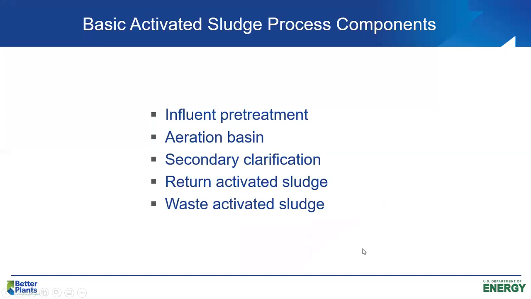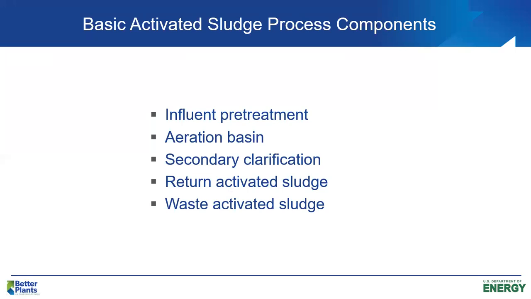All right, let's talk a little bit about, again, the components of activated sludge. Influent pretreatment, again, that's the preliminary treatment part of the process where we're removing large objects like rags and sticks and bricks and other things, and removing the grit from the wastewater, and that protects the activated sludge process. Then we go into the aeration basin or biological reactor, and that's where biological metabolism is taking place, and sometimes we focus too much on the reactor.